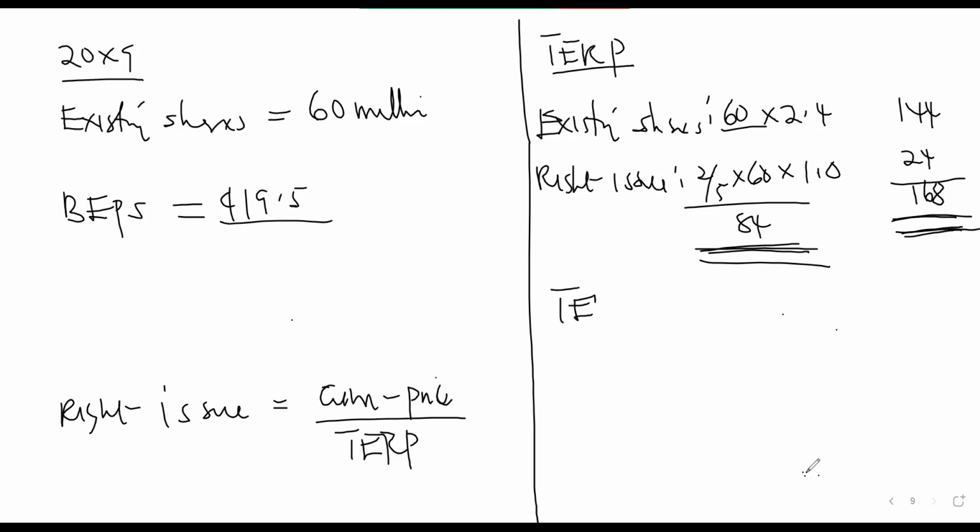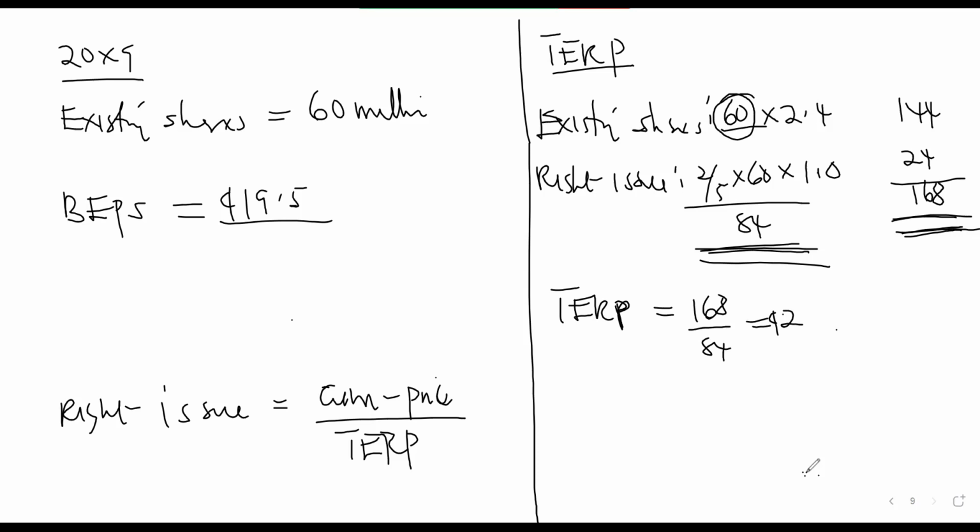The 2 is what we call the theoretical ex-rights price. So 168 divided by 84, that is 2 Ghana cedis. That is what we call the theoretical ex-rights price. But mostly we use the unit method. This is a total approach. The unit method is that we don't bring the total value of the shares over here. We bring the unit that we are giving for the new shares.